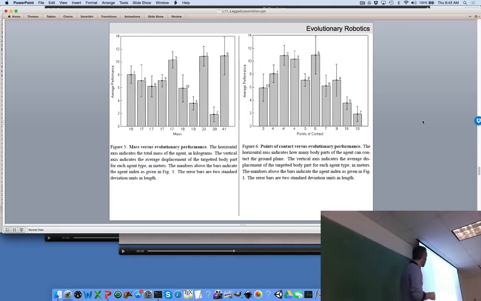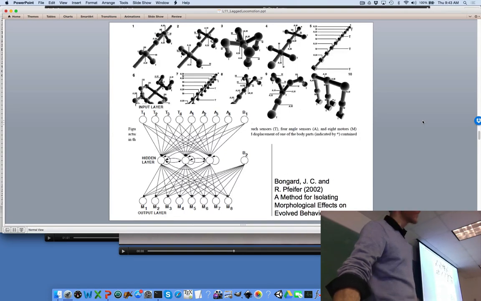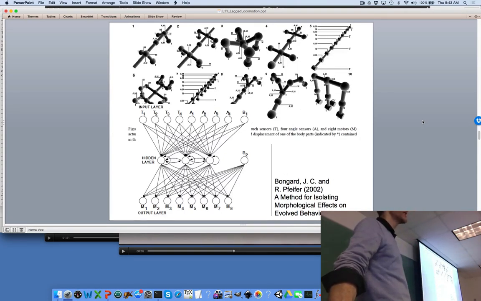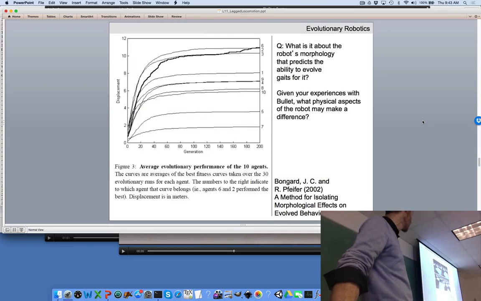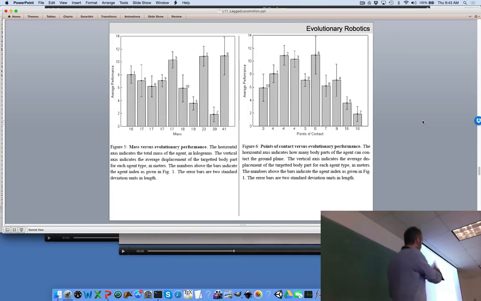I just took the total mass of the robot. So you'll notice that some of the robots are made up of more pieces than others. Each piece has a mass of 1 kilogram. It's basically the number of pieces that make up the robot. And so the lighter robots are down here. The heaviest robot, which is made up of 41 pieces, is the hexapod out there. And then I just plotted that average performance that you just saw.